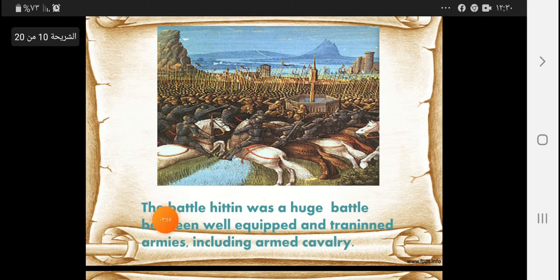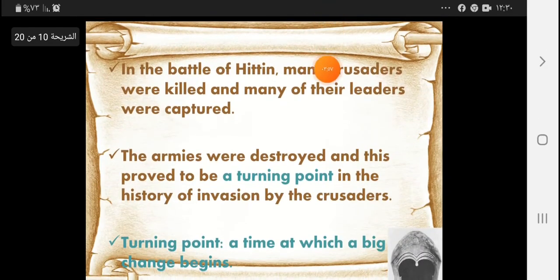Can you see this picture? This picture is the Battle of Hittin. It shows us how the Battle of Hittin was a huge battle between well-equipped and trained armies, including armed cavalry. Can you see this? In the Battle of Hittin, many Crusaders were killed and many of their leaders were captured because the Muslims were more powerful, and they decided to take revenge for the innocent Muslims who were attacked by Reynold. The armies were destroyed.